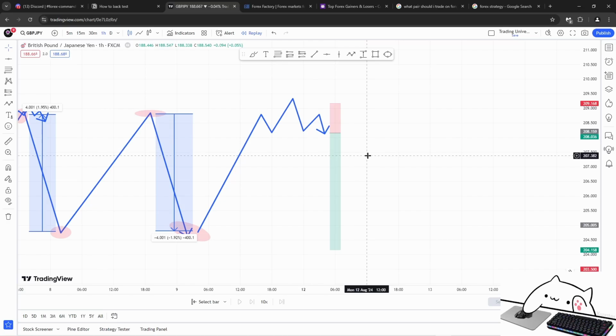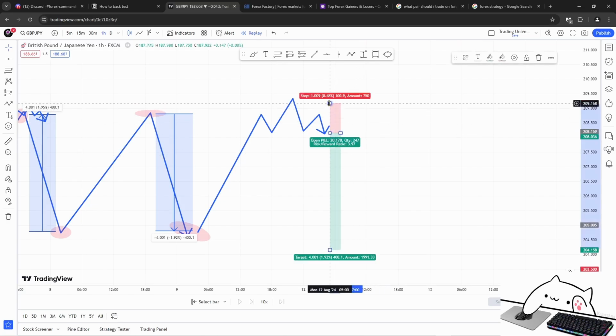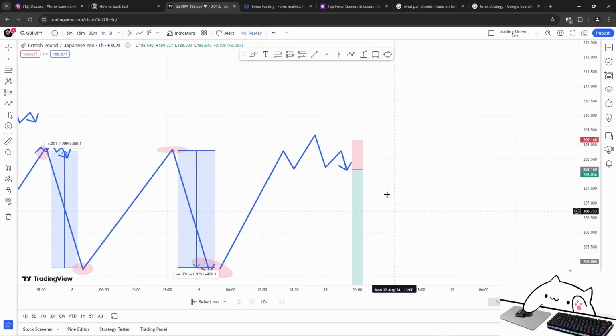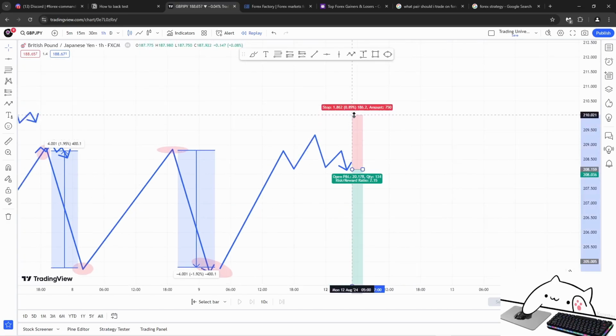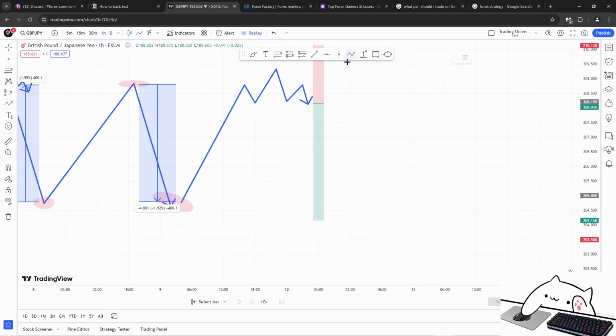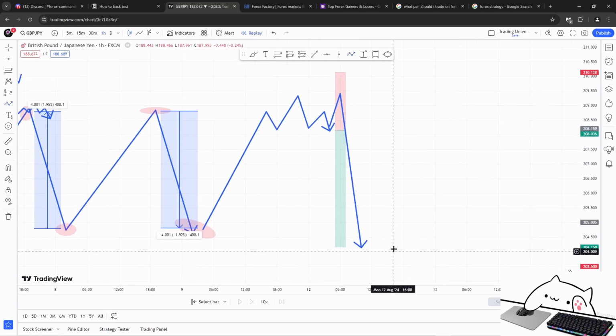And since I want a 1 to 2 risk ratio, it depends on how much you guys want. 1 to 2 is pretty safe. I'm going to have my 400 pip target and a 200 pip stop loss. So that way, if price does mess about a little bit, maybe it goes up here to collect liquidity or something like that, you're still going to be safe, and then it moves 400, so now you've got your take profit. Do you understand?